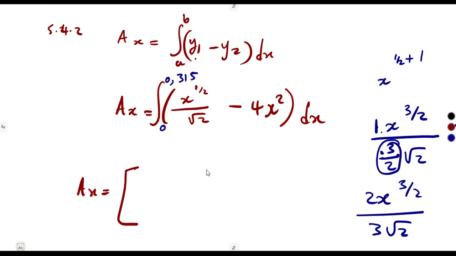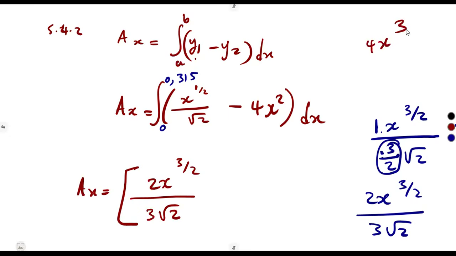All right. So it's going to be like this. We are now integrating. So it is now like this: 2x to the exponent of 3 over 2 over 3 square root of 2. All right, we do the same here. Add 1 there on the exponent. So it was going to be 4x to the exponent of 3 over 3. So this one is direct, guys. 4x to the exponent of 3 over 3 like this.